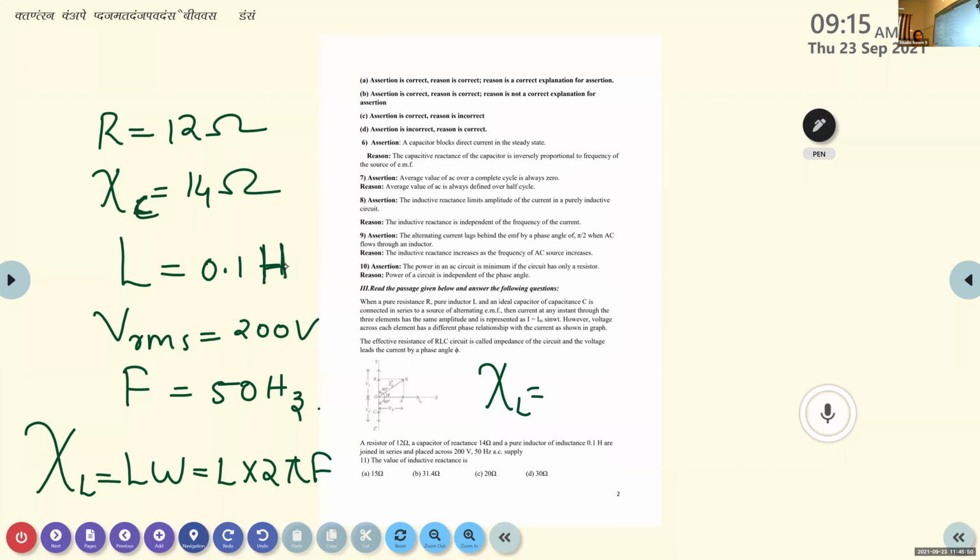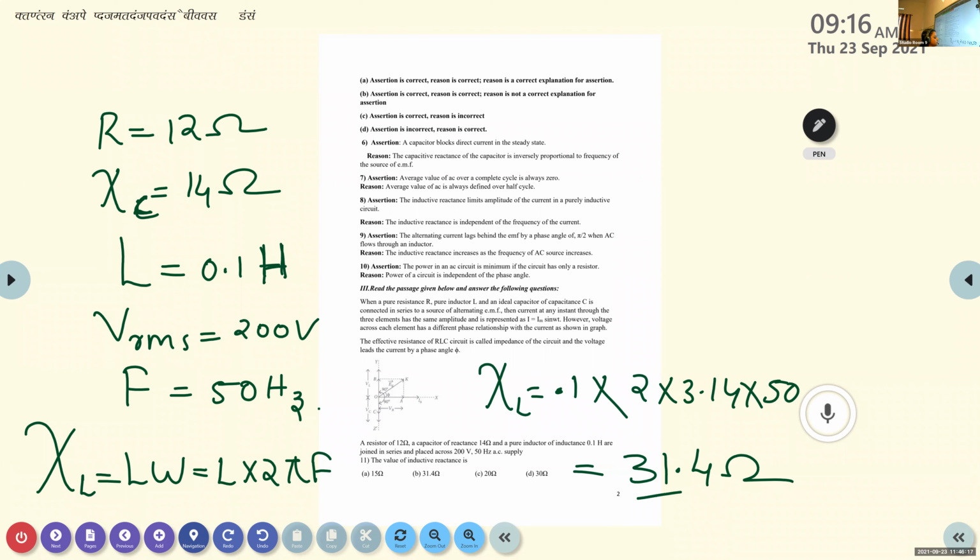Henry is the unit of inductance. The unit of capacitance is farad. Similarly, the unit of inductance is Henry. So 0.1 into 2 into 3.14 into frequency, which is 50. And the final answer is X_L equal to 31.4 ohm. So option B is right. Inductive reactance X_L is equal to 31.4 ohm.